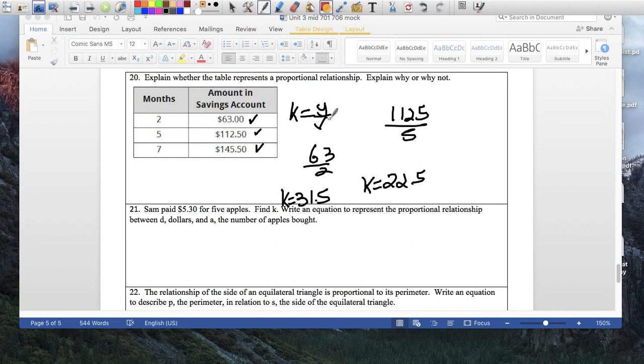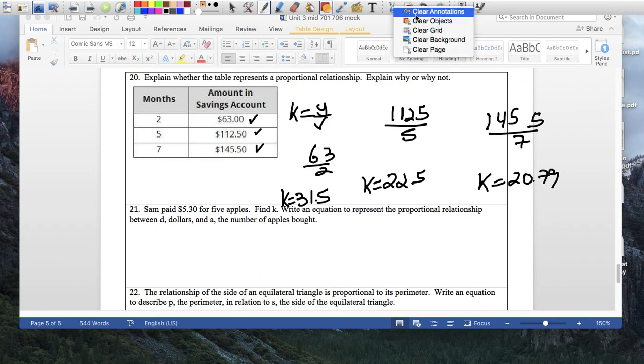And if I do the last one, which is 145.50 divided by 7, that's going to give us another completely different value. 145.50 divided by 7, K is going to be 20.79 rounded. So this is definitely not proportional. Okay, so this is not a table that shows a proportional relationship, because all our K's are different.